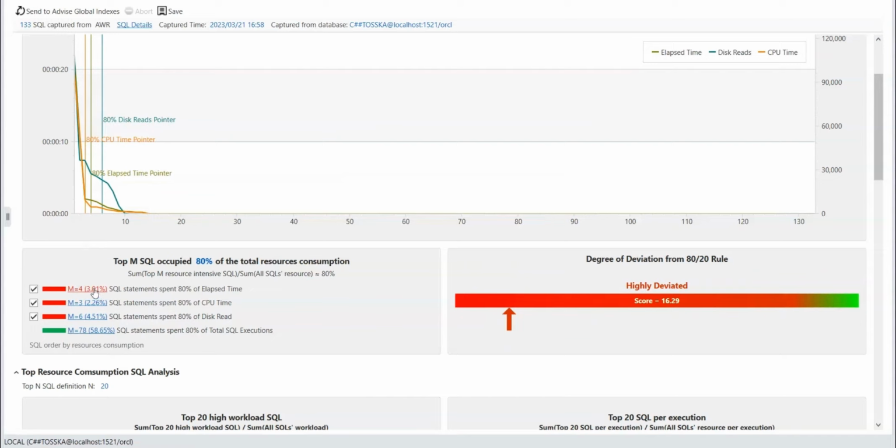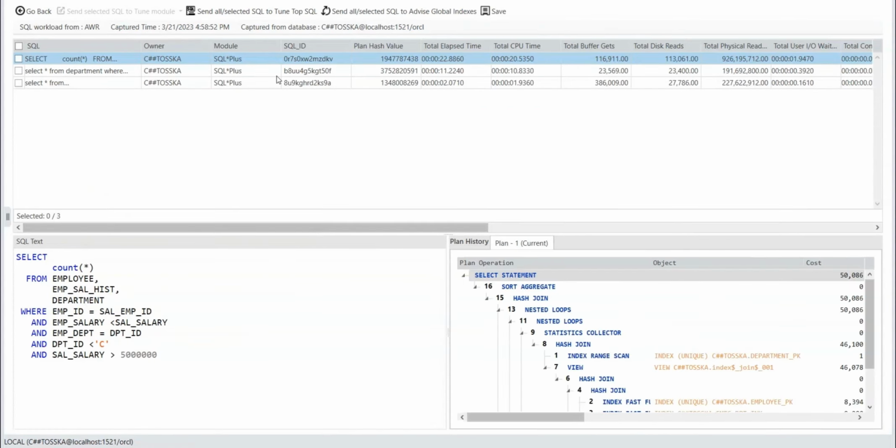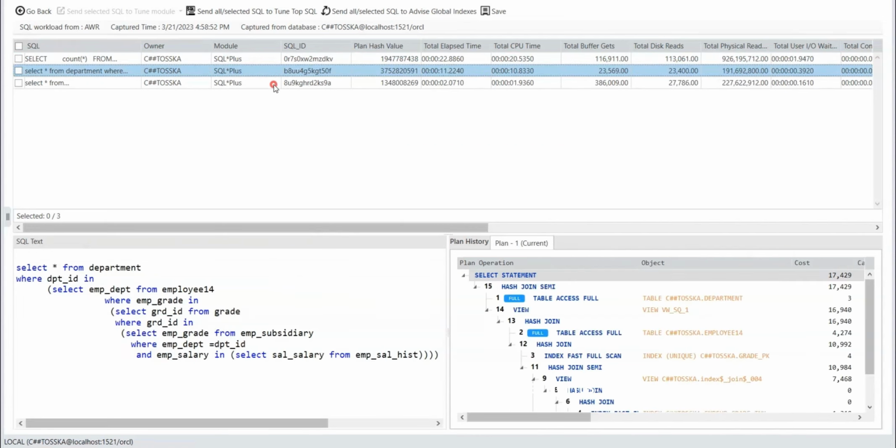There are 4 SQL statements, around 3% of statements, that spend up to 80% of elapsed time, or SQL statements that spend up to 80% of CPU time. So you can focus on these SQL statements. And you may improve up to 80% of resources by tuning these SQL statements. So let's take a look at the SQL statements here. Okay, so you can tune these SQL statements one by one.